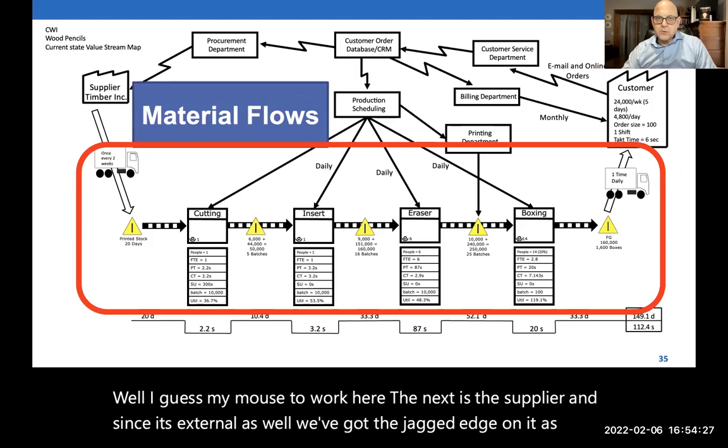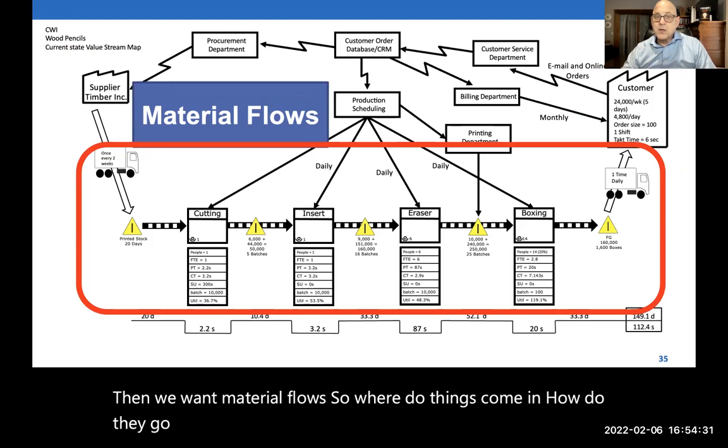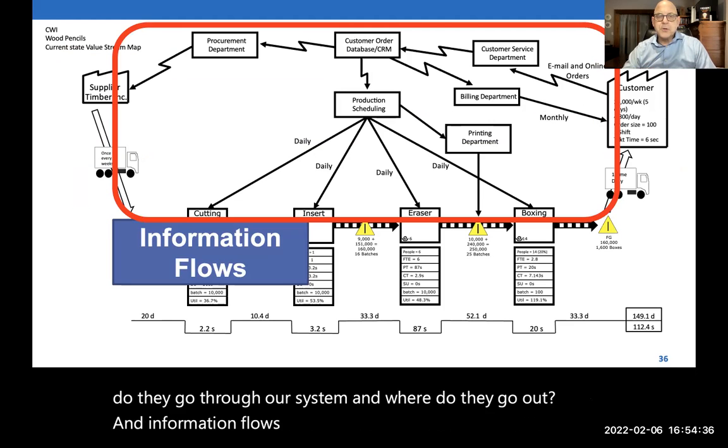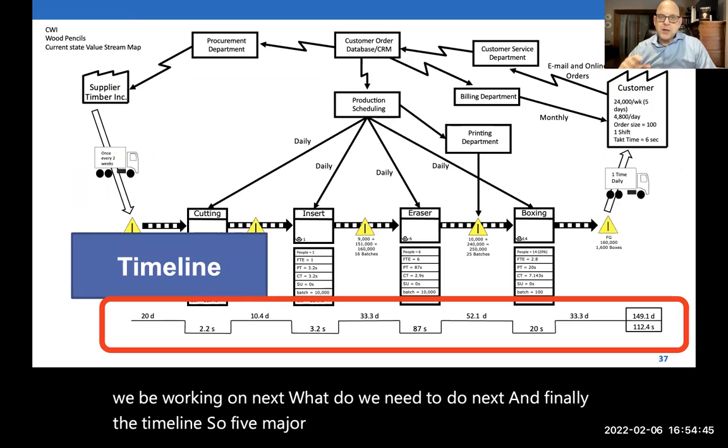Then we want material flows. So where do things come in? How do they go through our system? And where do they go out? And information flows, all the ways to communicate what should we be working on next? What do we need to do next? And finally, the timeline. So 5 major components: customer, supplier, material flows, information flows, and a timeline.